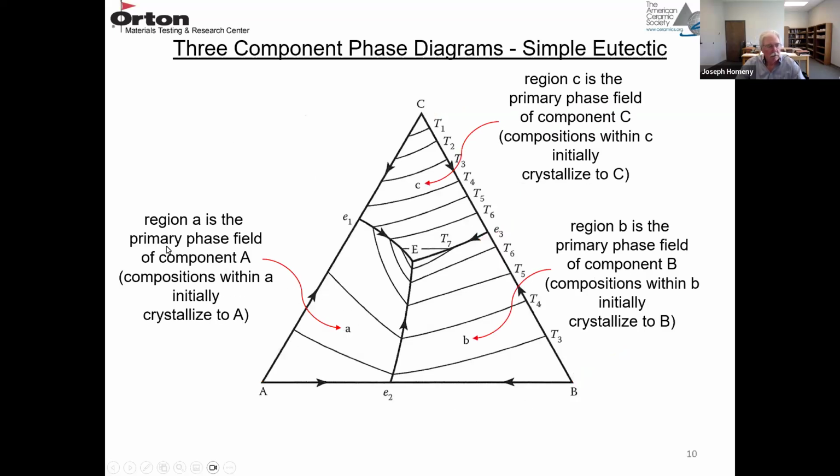So region A is the primary phase field for component A. So if you're in this phase field, you're going to initially crystallize component A. B is the primary phase field for component B. So this is the phase field B. So if you have a composition in B, as you cool it, B is the first to crystallize. And then region C is the primary phase field of component C. So any initial composition in this region, you'll initially crystallize C.